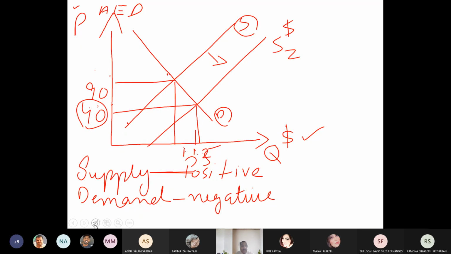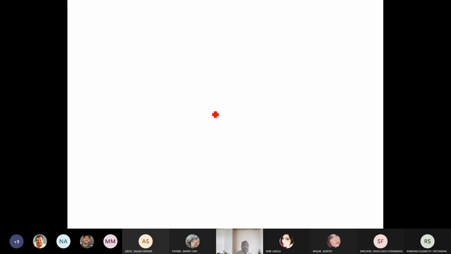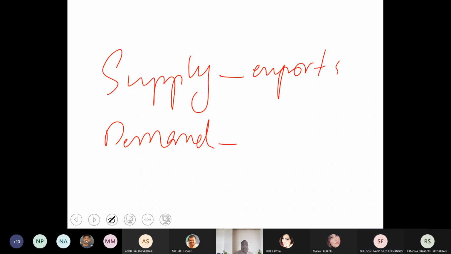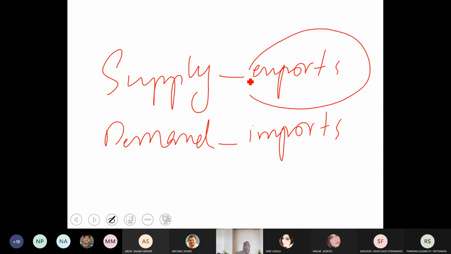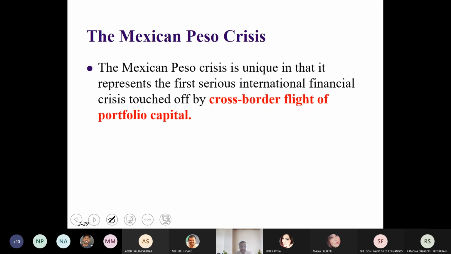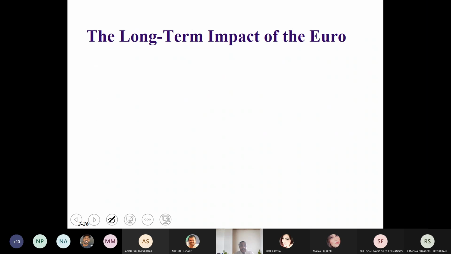And the flotation happens because of what? What causes the flotation? It is the supply of dollar and the demand of dollar. Supply is attached with what? And demand is attached with imports. So that is why every country is concerned in increasing the export and decreasing the import so that they could have more stable exchange rate. So then this is one of the very popular crises that has happened.